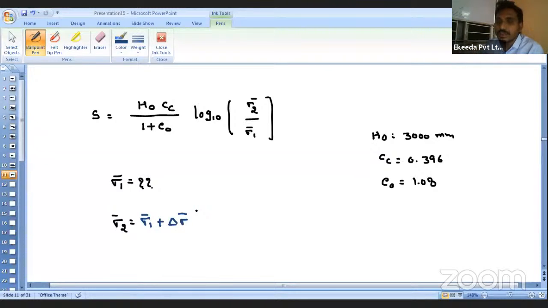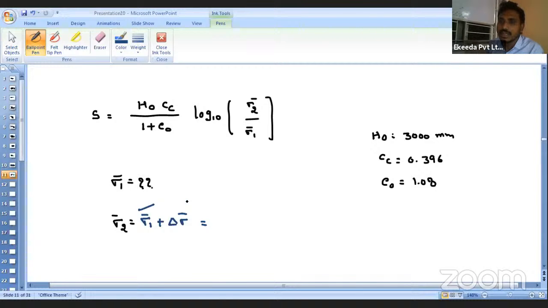So wherever you are constructing something, because of that, what is the increase in magnitude? That we have to add to the initial value. So the final value I can represent as sigma 1 bar plus delta sigma bar, the increase in value. The initial we have already found out. Then how can I find out the delta sigma bar?